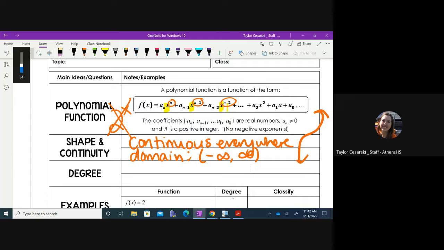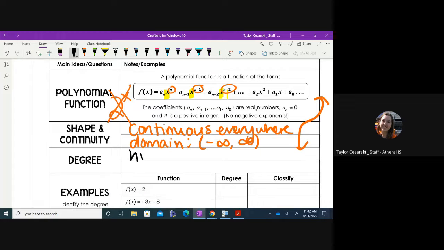Then for the degree, remember degree is the highest exponent. And that also, we're going to get to this more later, but that is equal to the total number of roots. Now remember, those roots could be real, they could be imaginary, but if it, for example, is degree 4, it's going to have 4 total roots.